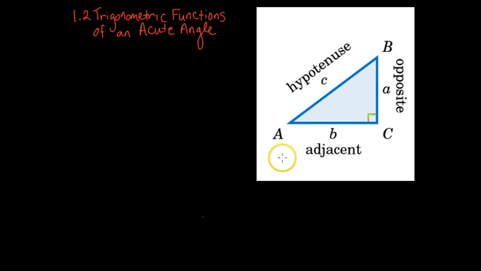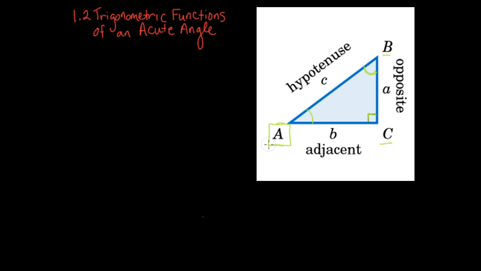So we have angle A, angle B, and angle C. The reason why we're dealing with acute angles is because angle C already has 90 degrees. So between angle A and B, we know that the sum of angle A and B, from lesson 1.1, is 90 degrees. So it's going to be less than 90 degrees for each angle, meaning it's acute. So what I'm going to do is show you all of the different functions. And A in this case is going to be our reference angle.